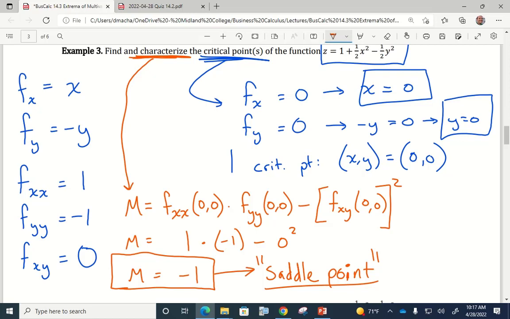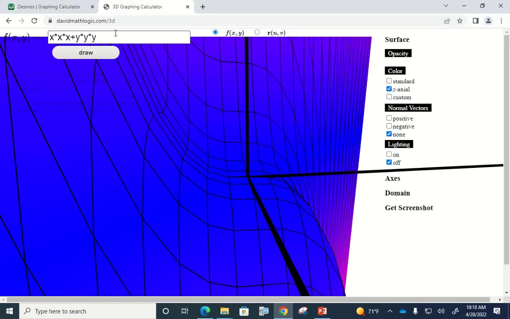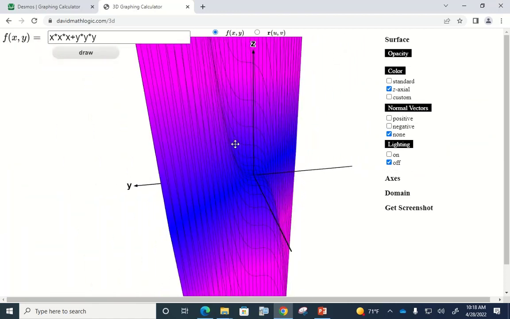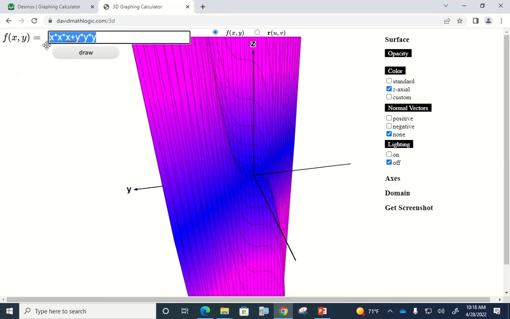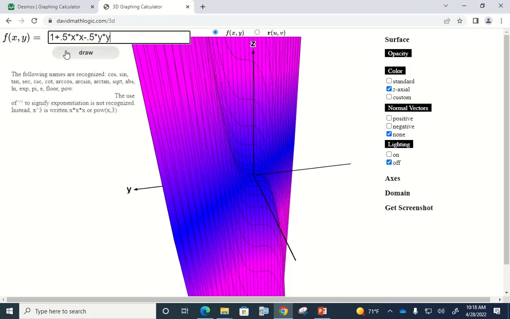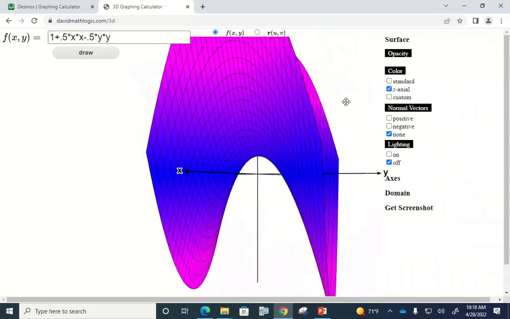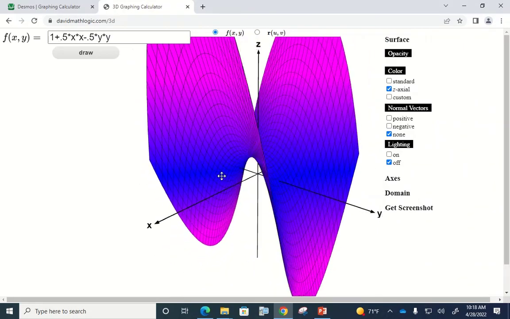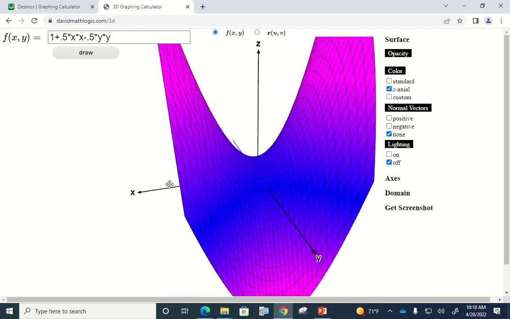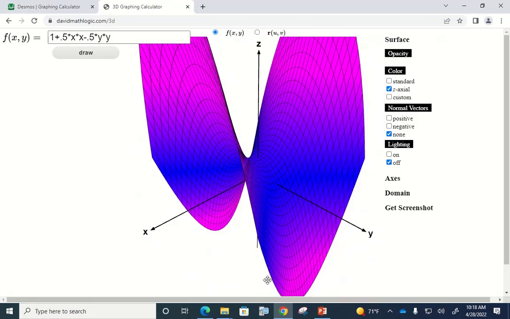Any questions about that example? I figured out it was the saddle point, that little test. Okay, let's see what this looks like. If I have 1 plus half x squared minus half y squared. 1 plus half times x squared minus half times y squared. Yep, that's what that surface looks like, and sure enough, at the point x is 0, y is 0, there at the origin, that does look like a saddle point. So our math checks out.